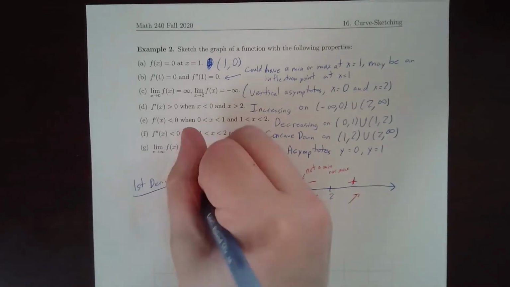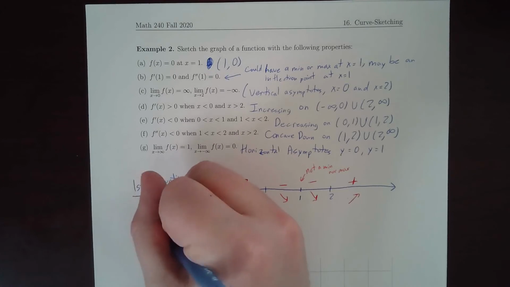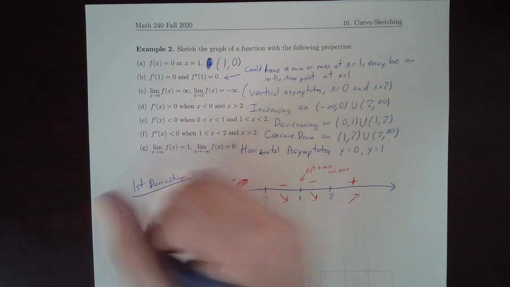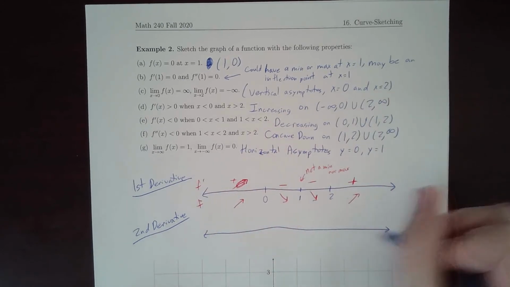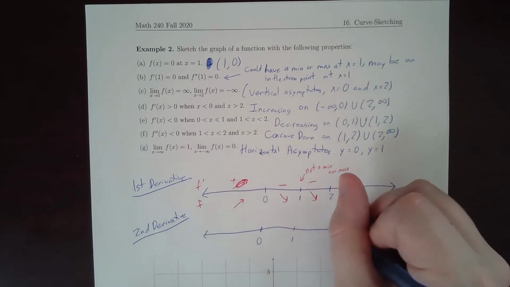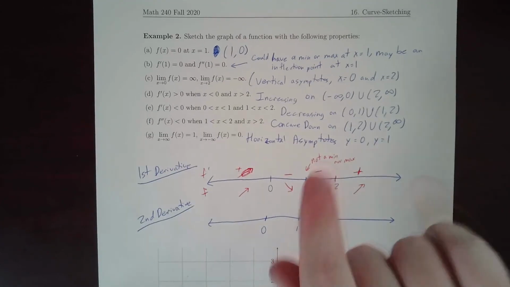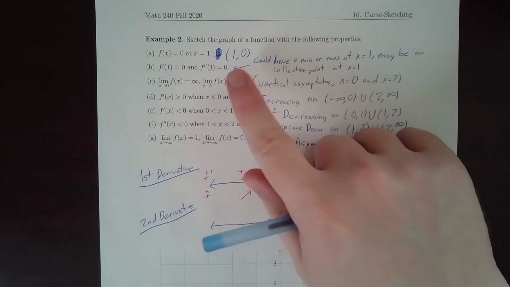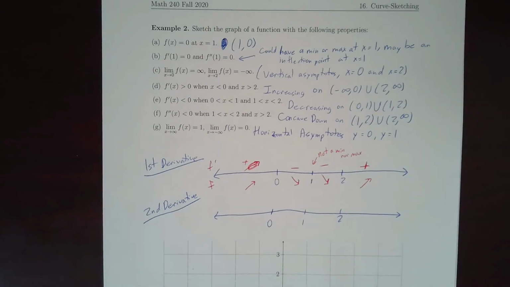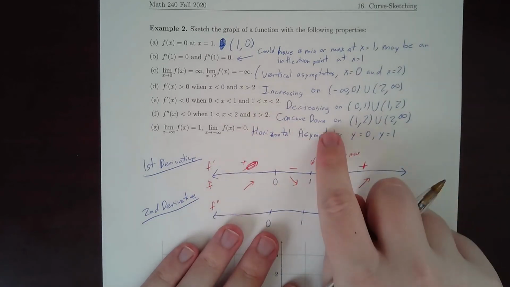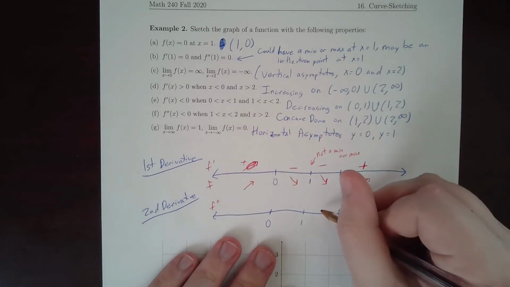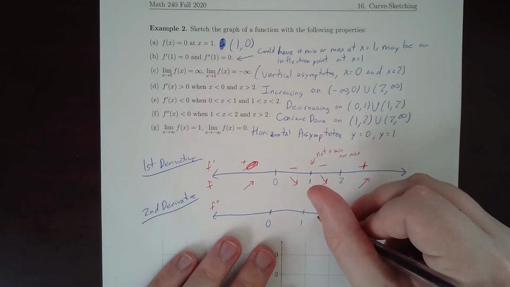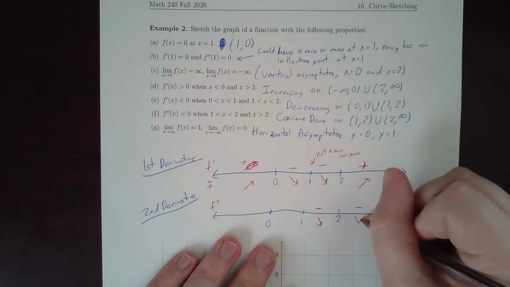For the second derivative, again, the places we care about are 0, 1, and 2. We care about 0 and 2 because these are the places where we have vertical asymptotes. And we care about 1 because we were told that the second derivative equals 0 at that point, so it's a potential critical point. We're told that the second derivative is less than 0 on 1 to 2 and 2 to infinity. So in both of these instances, it'll be concave down.